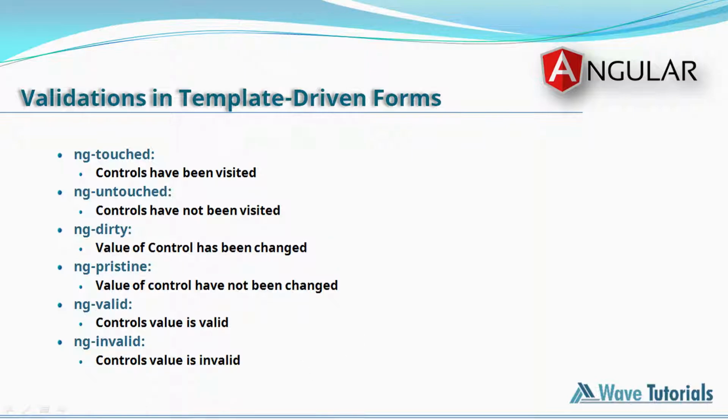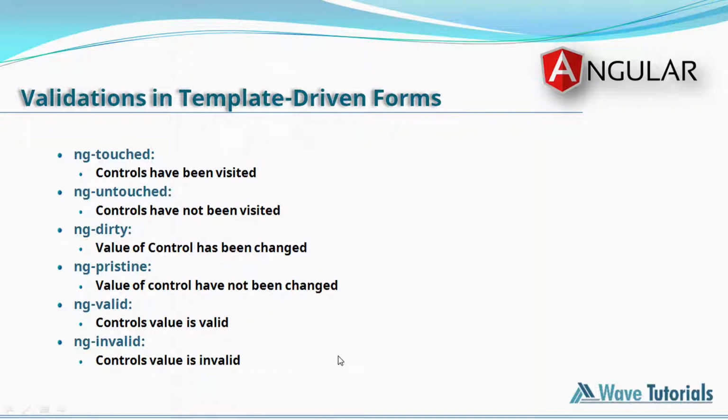The ng-valid class is applied to a control whenever the control is valid, meaning it passes all the validation applied to that control, and in the same way ng-invalid tells us that the control has some invalid value.